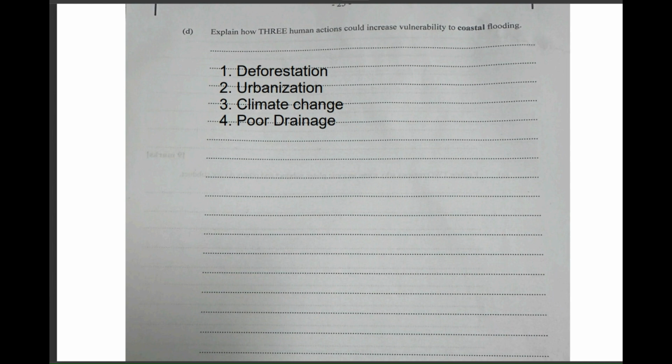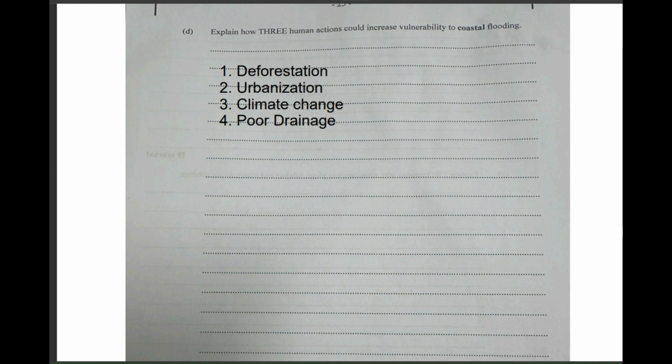Urbanization. Now, urban areas include large deforested areas coupled with paved surfaces, which basically prevents infiltration, and this increases surface water flow, hence flooding coastal areas quicker after a rainfall event.